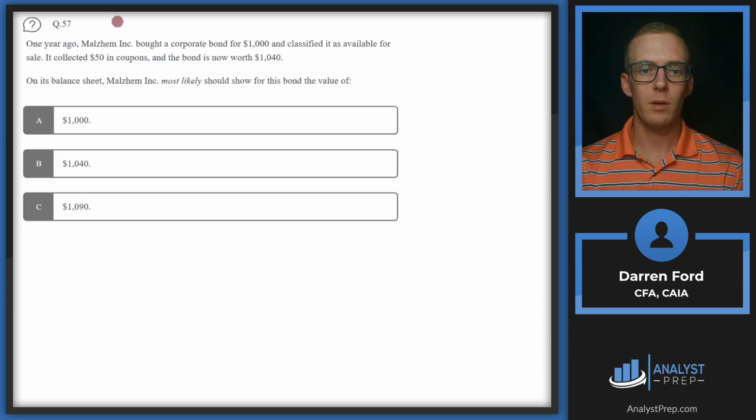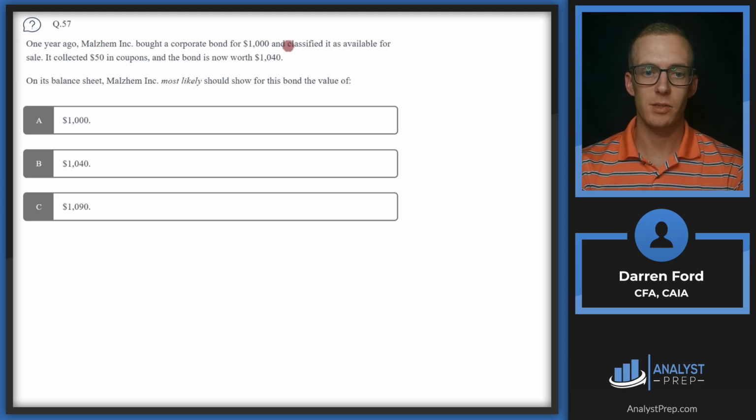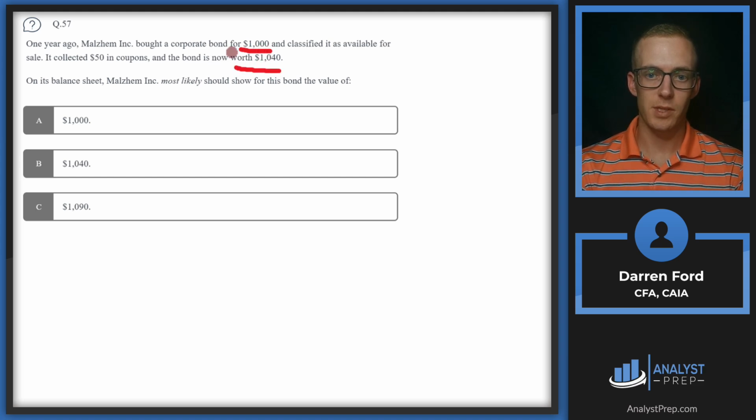Question 57. One year ago, Malls Hem Incorporated bought a corporate bond for $1,000 and classified it as available for sale. It collected $50 in coupons, and the bond is now worth $1,040. So we've got a lot of numbers going on here. We bought it for $1,000, received a coupon of $50. On its balance sheet, Malls Hem Incorporated most likely should show for this bond the value of.